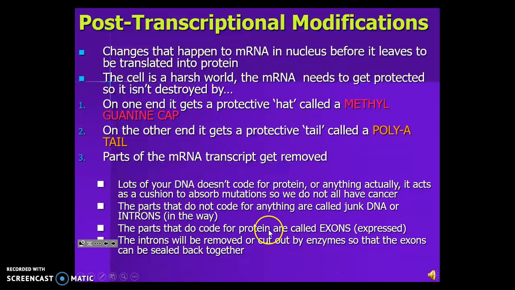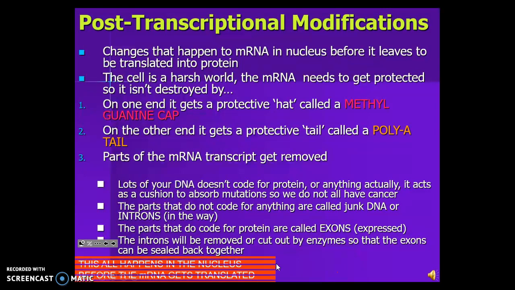The portions of the gene that will actually code for the protein are referred to as exons. So these are the expressible sections of your DNA. So in this very last step, the introns will be removed, and of course we use enzymes to do that because they speed things up. The introns will be removed and the exons will be glued together. Of course, this happens in the nucleus because this is directly after transcription, but before the mRNA can leave.